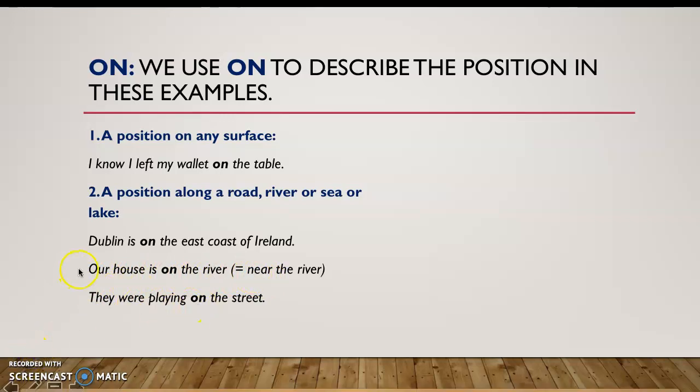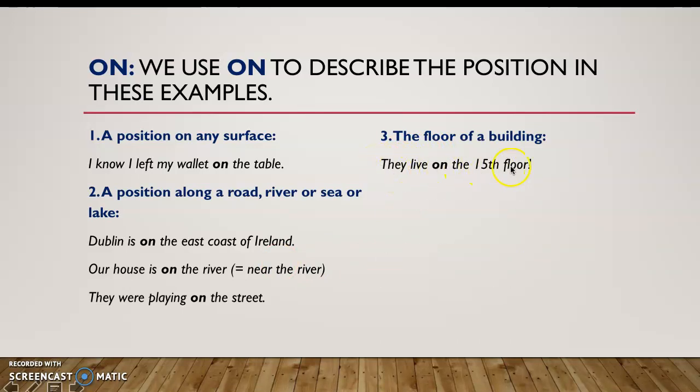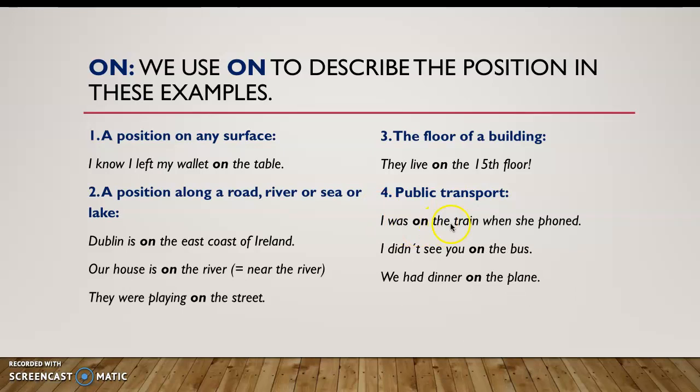We also use on to talk about the floor of a building. Now what does that mean? They live on the 15th floor. Well, I live on the 3rd floor. And for public transport. This is public transport, not your private car. So for example, I was on the train when she phoned, or I didn't see you on the bus, or we had dinner on the plane.